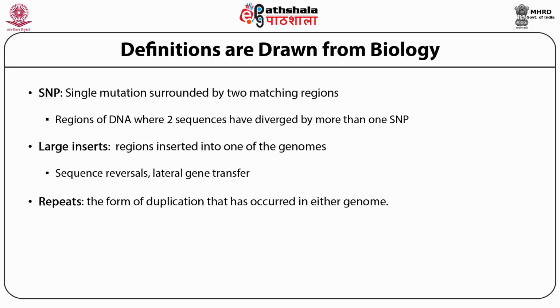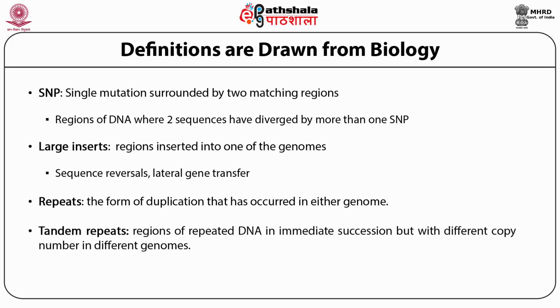Repeats are a form of duplication that has occurred in either genome, and the tandem repeat regions are repeats of DNA in immediate succession but with a different copy number in different genomes. A repeat can occur 2.5 times. So these are some basic definitions drawn from biology to understand comparative genomics.